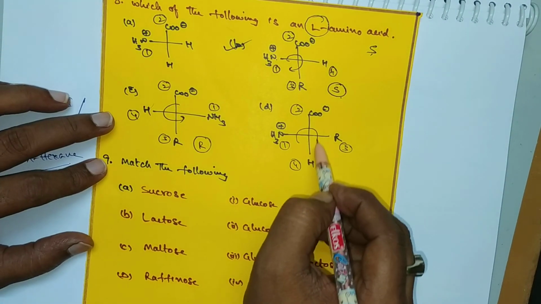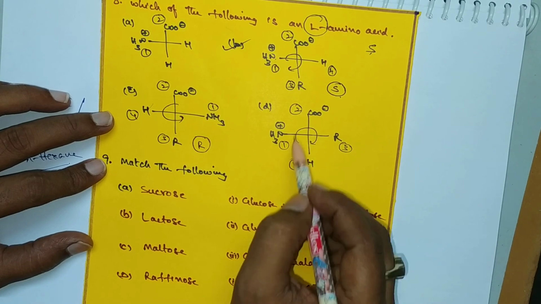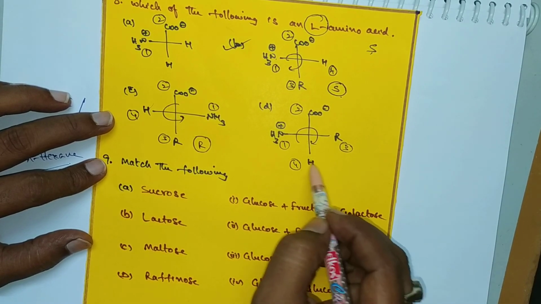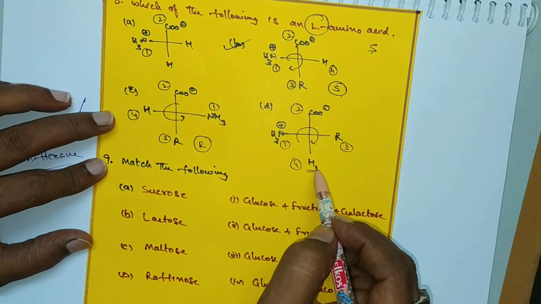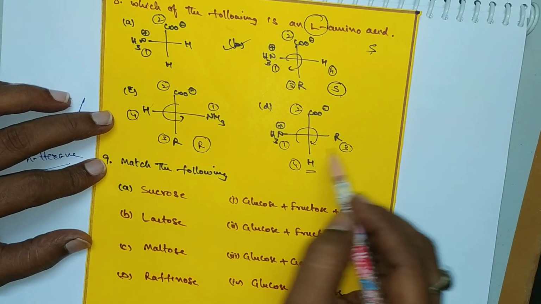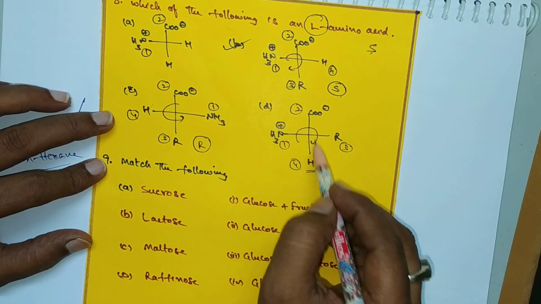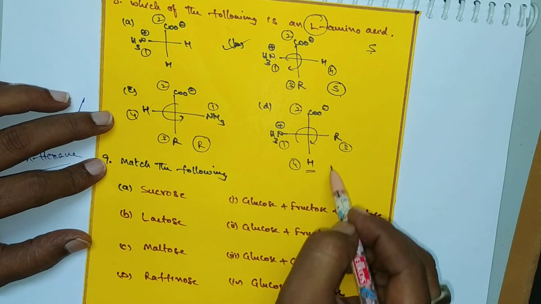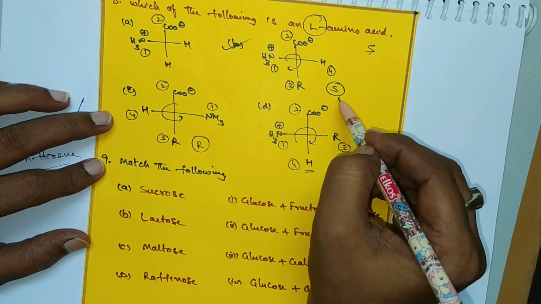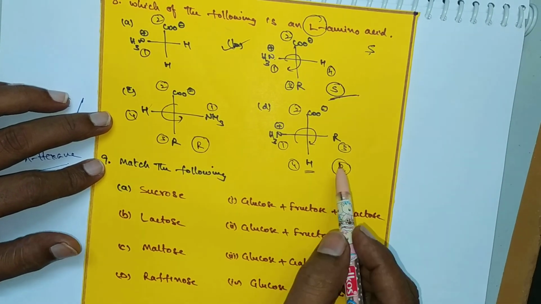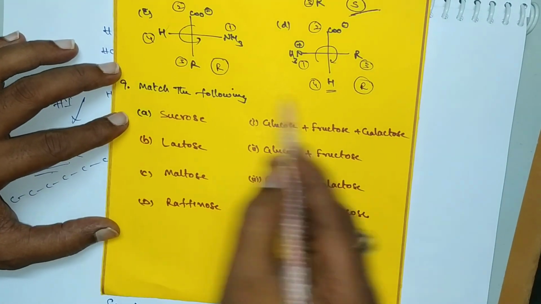So here 1, 2, 3, clockwise direction. Here it is in clockwise direction, and the hydrogen is present at the vertical position, that is the bottom position. So that's why we should not invert the configuration. We have to write as it is. So here it is R, so it is also R configuration. So the S configuration is this one only. Okay, clear? Next one.